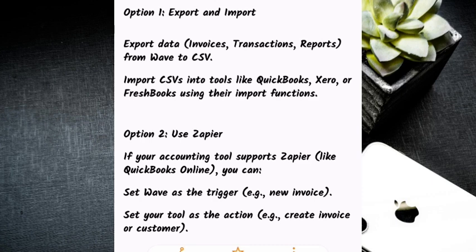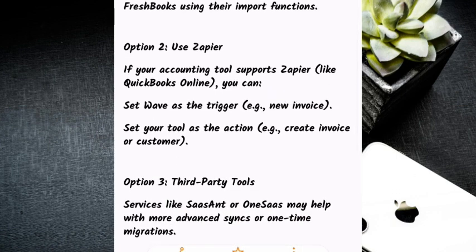Now, if your accounting tool supports Zapier, like maybe QuickBooks Online, you can set Wave as the trigger, for example, a new invoice, and then you can set your tool as the action. It could be create invoice or customer, whatever else it is. That's the procedure to use Zapier.